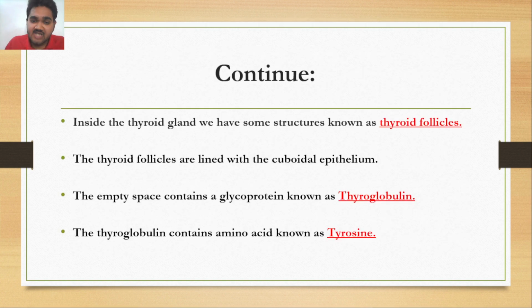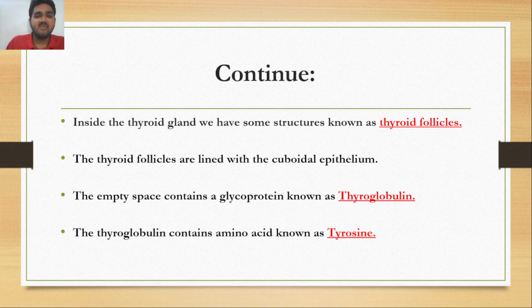So that kuch na kuch is nothing but our glycoprotein, and that glycoprotein, my dear friend, is known as thyroglobulin. Now on thyroglobulin we have a very different kind of amino acid, and we need to understand that there is one amino acid that is very special and has a role in the synthesis of our thyroid hormone. That amino acid present on our thyroglobulin is known as tyrosine.